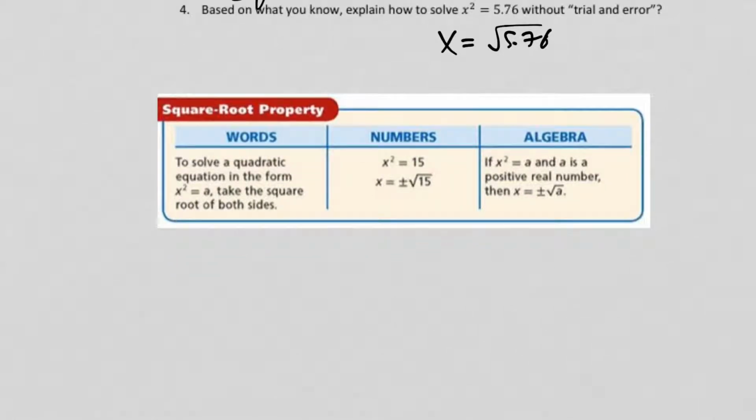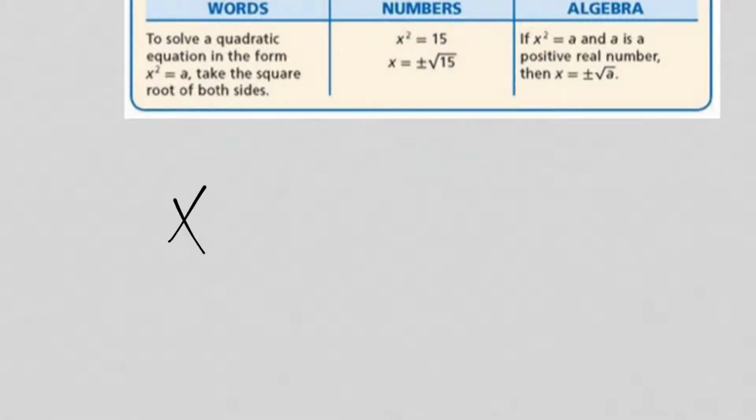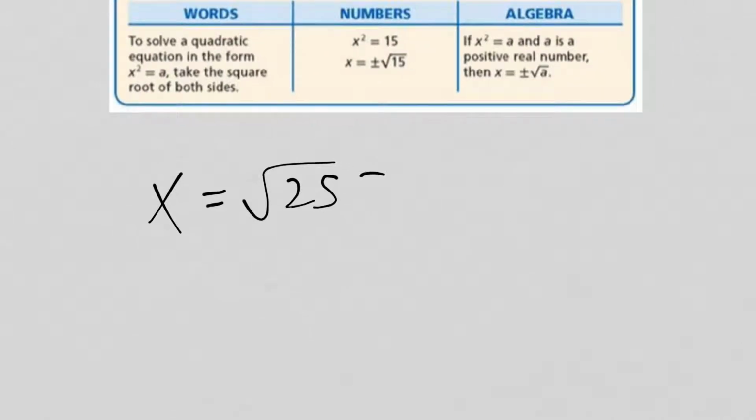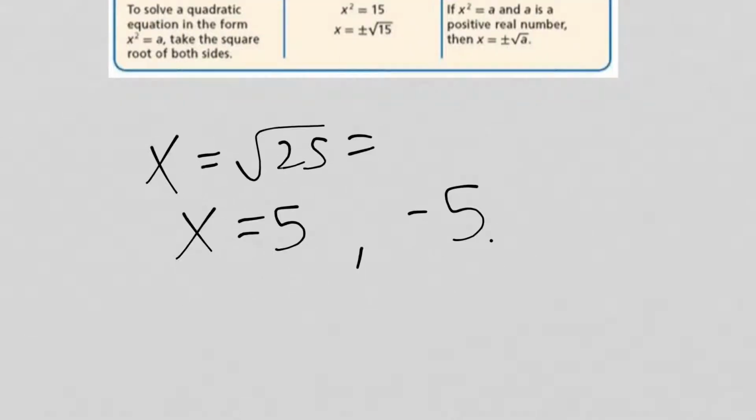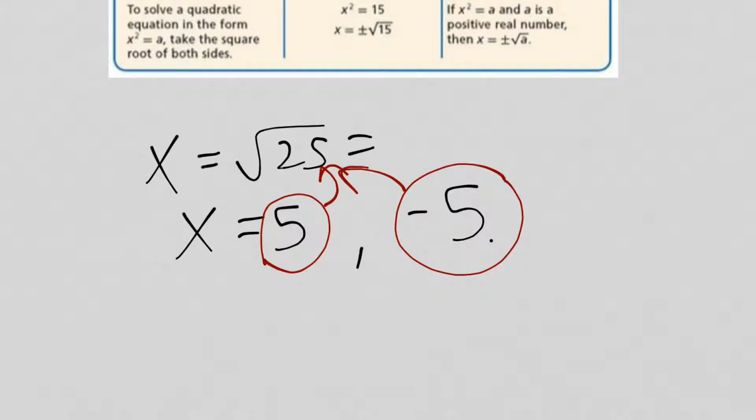Now, if you look down here, I have a nice little box for you guys. It's the square root property, and this is all it says. Read this yourself, but this is all it says. When you square root a number here, for example, 25, whenever we square root a number, in reality, we actually have 2 solutions. We have one that's positive and one that's negative. And again, the reason why is because if you square this it will get you 25, and if you square this, it'll also get you 25. So keep that in mind. We have a positive and a negative version.